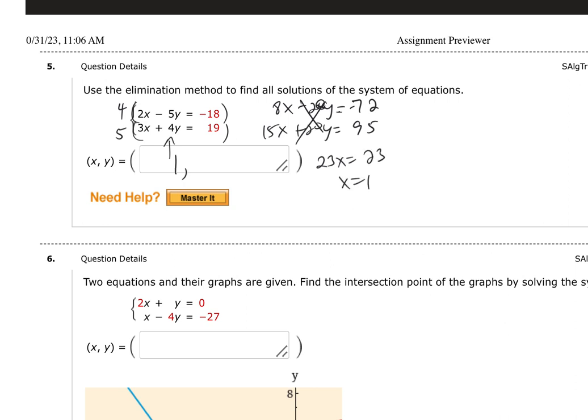Once I have x, I can plug it in to any of my original equations to find y. And if I subtract 3 from both sides, 4y equals 16, so y must be 4. There.